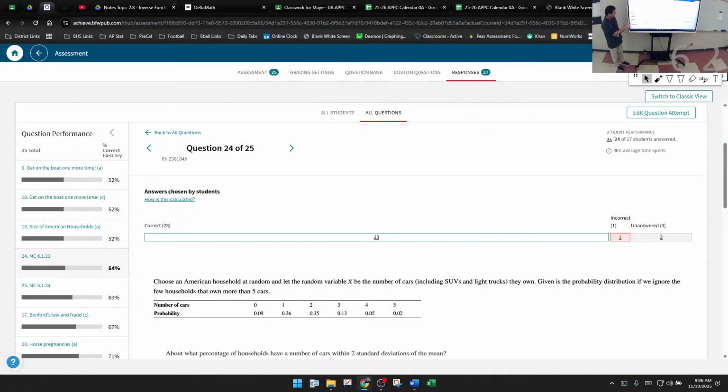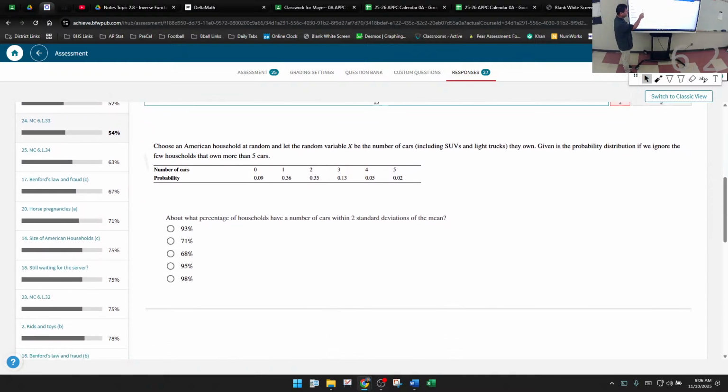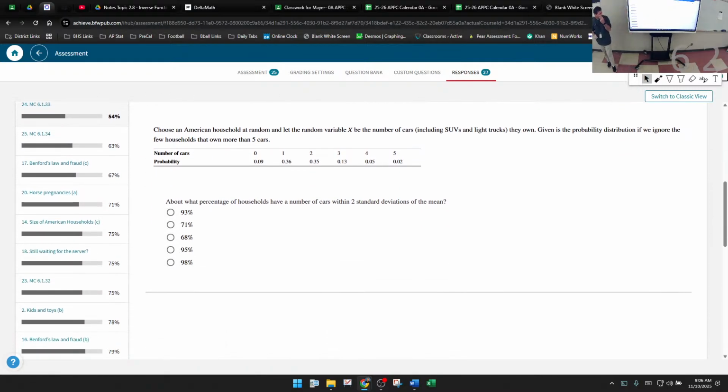One of the higher ones was still one of these multiple choice ones. Guys, these are the type that you're going to see right on the test. Choose an American household at random. Let the random variable X be the number of cars, including the SUVs, they own, given the probability distribution, if we ignore the few households that own more than 5 cars. What percent of the households have a number of cars within 2 standard deviations of the mean?